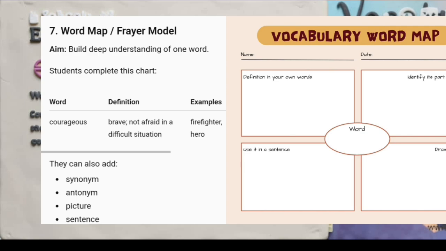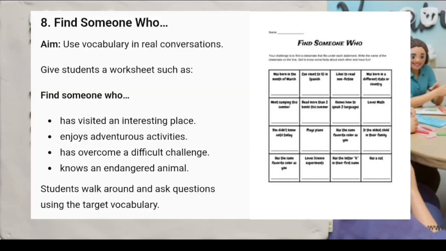We have another activity which is called Find Someone Who. It aims to use vocabulary for recomposition. So give students a worksheet such as: find someone who has visited an interesting place, enjoys adventurous activities, has overcome a difficult challenge, knows an endangered animal. So students walk around and ask questions using the target vocabulary. Example: have you ever had an adventurous experience? Yes, I went camping in the desert.